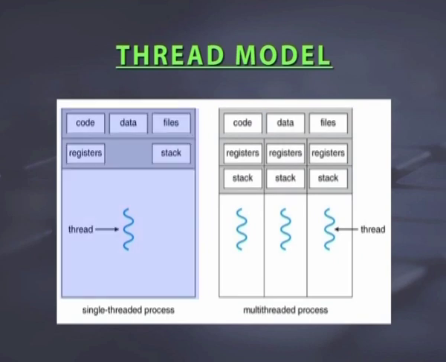But a single thread application has exclusive control of all this. Traditional processes, also called heavyweight processes, have a single thread of control. There is one program counter and one sequence of instructions that can be carried out at any given time.